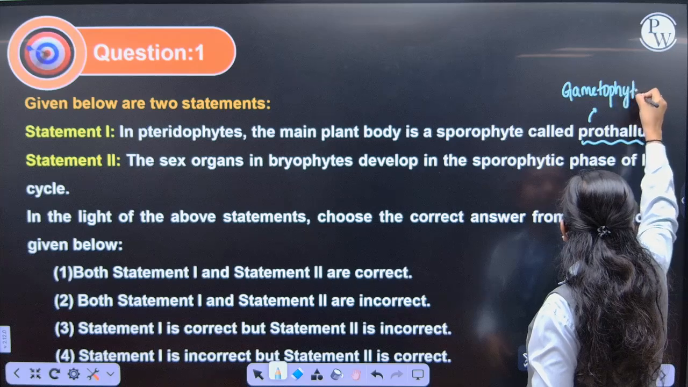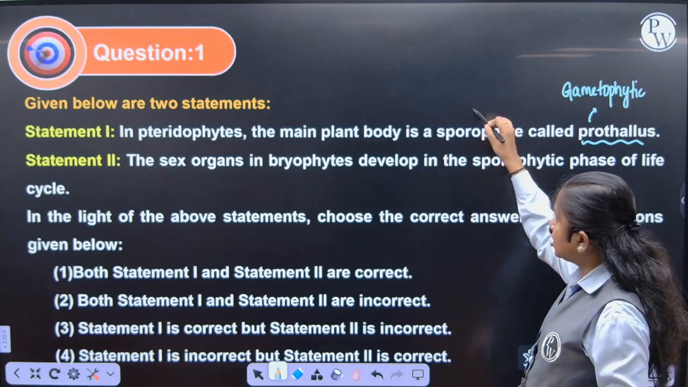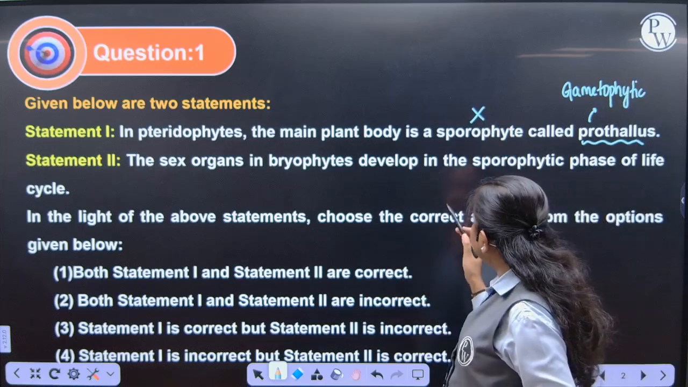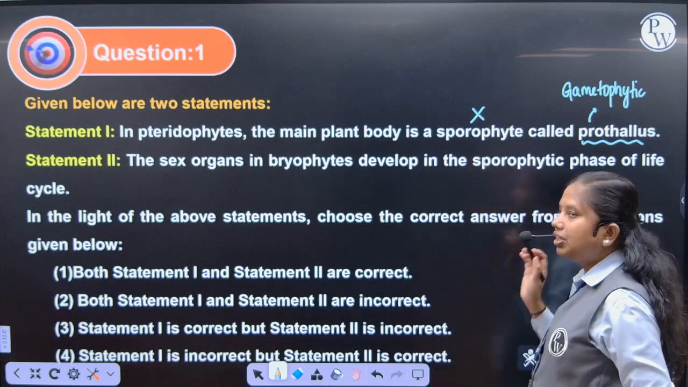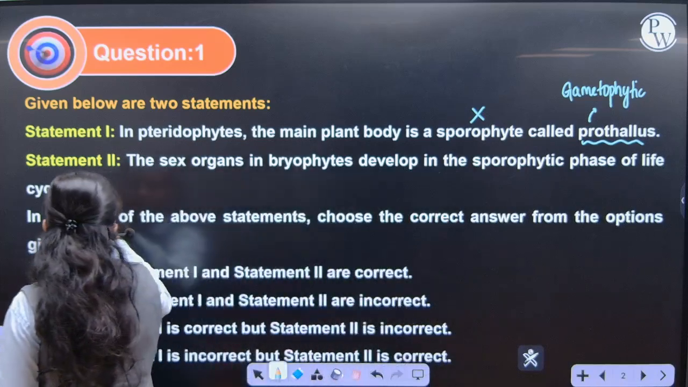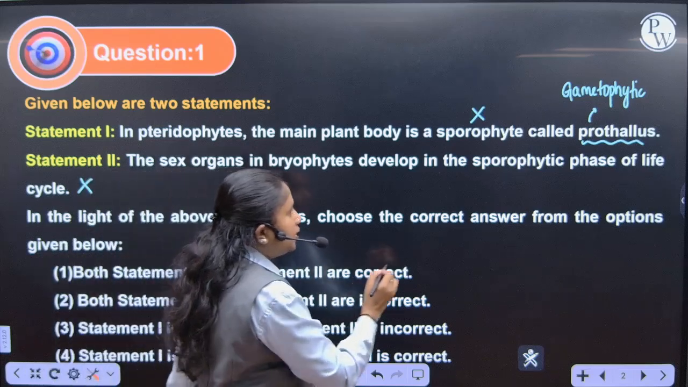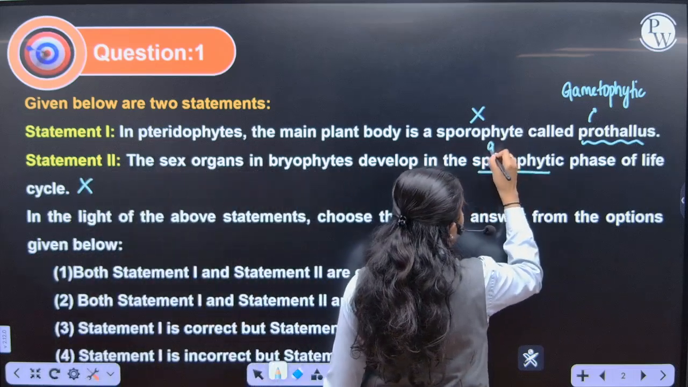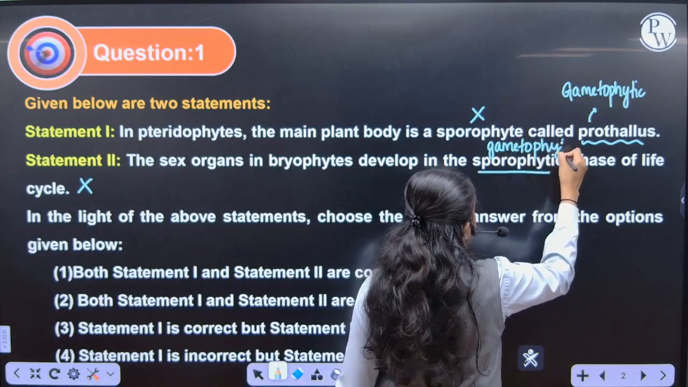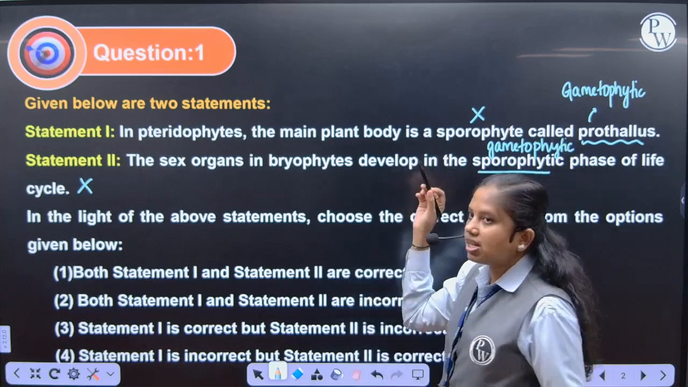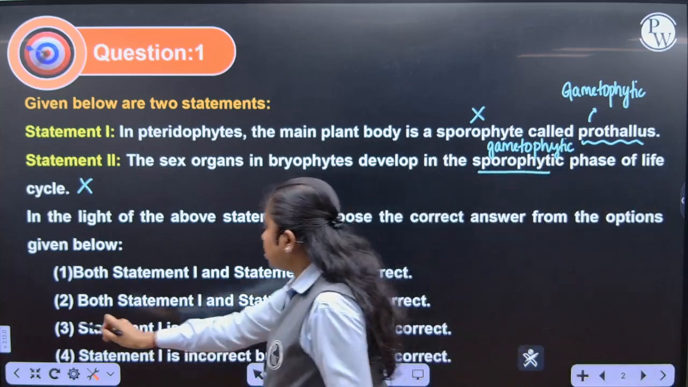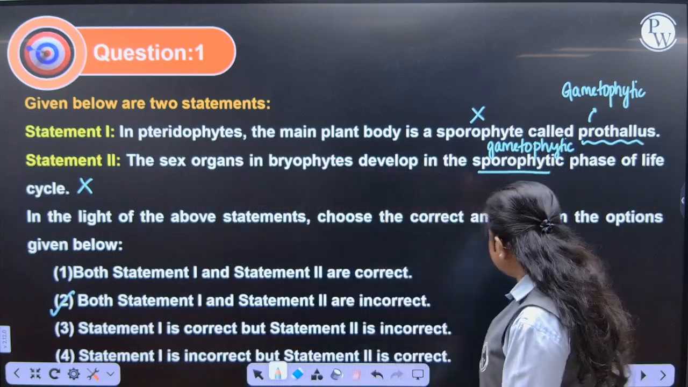So we can say the first statement is incorrect, and the second statement says the sex organs in bryophytes develop in the sporophytic phase of the life cycle. Again, this is also an incorrect statement. The sex organs or the gametangia always grow in the gametophytic generation and not in the sporophytic generation. So the correct answer for this question is both statement 1 as well as statement 2 are incorrect, which is in option number 2.